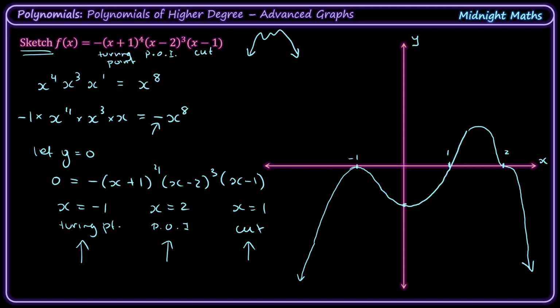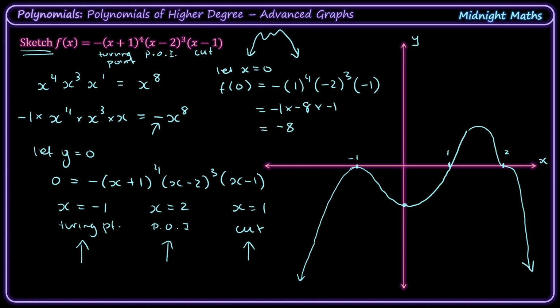And finally, one more thing that I can label is the y-axis intercept, which is really easy to find. So I'm just going to let x equal 0 so that I can find that really quickly. I have f of 0 equals negative, 0 plus 1, which is 1, 0 minus 2, which is minus 2, and then 0 minus 1. So I have 1, minus 2 to the power of 3 is minus 8, times minus 1. So it's just equal to minus 8. So my y-axis intercept is at 0, minus 8. And that's the coordinate here, which I can label.